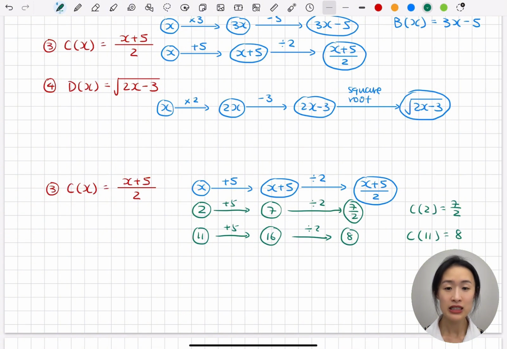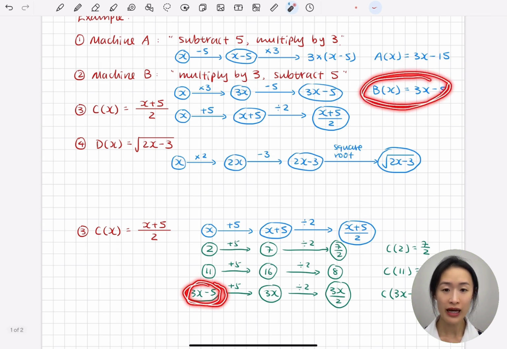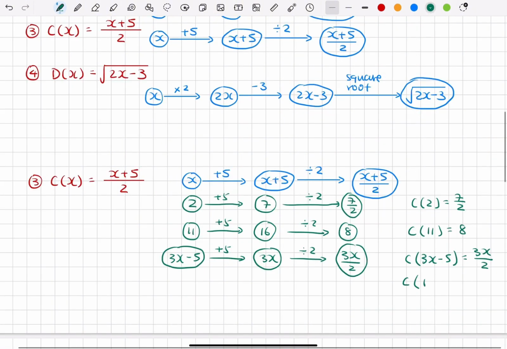And the input doesn't have to be a number, it can be an expression as well. So for example, if I have 3x take away 5 as my input, what I need to do is to add 5 to that expression, and then that will give me 3x. After that, I need to divide that by 2, so the output is going to be 3x over 2. Now let's have a look. 3x take away 5 is actually function B. So what I have done here is I put function machine B into machine C. So to write it, what I can write is C bracket B(x).